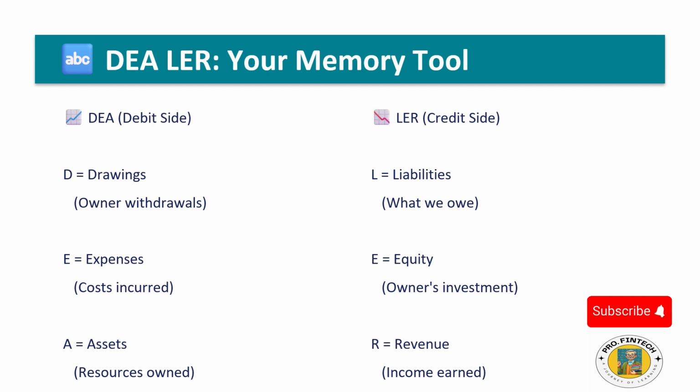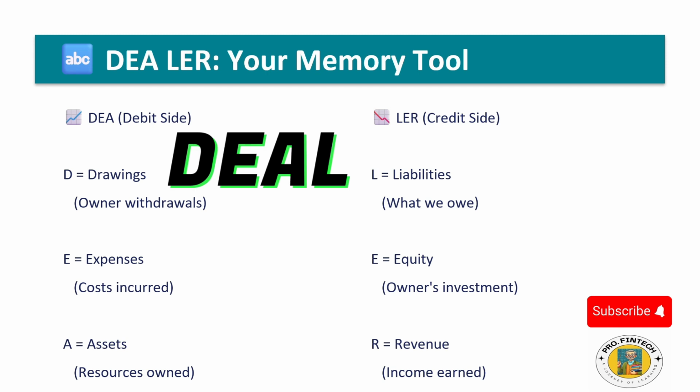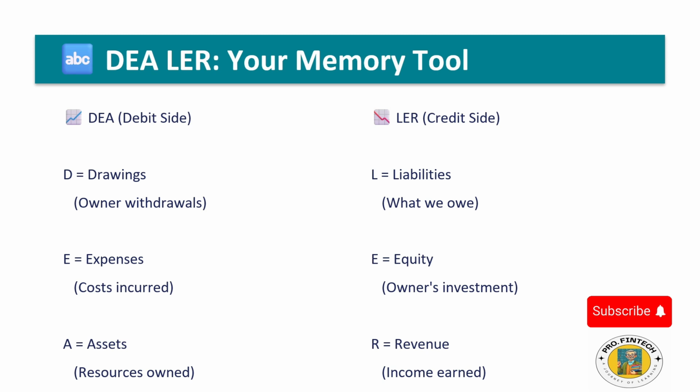Here's how I remember it. Think of DEA as "deal." When you deal with money going out or resources coming in, you debit it. And LER sounds like "layer." When you are creating an obligation or earning money, you credit.